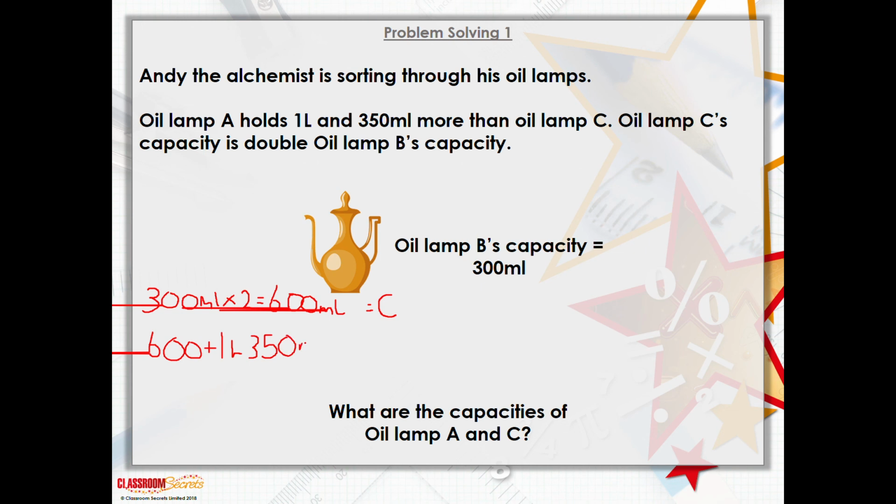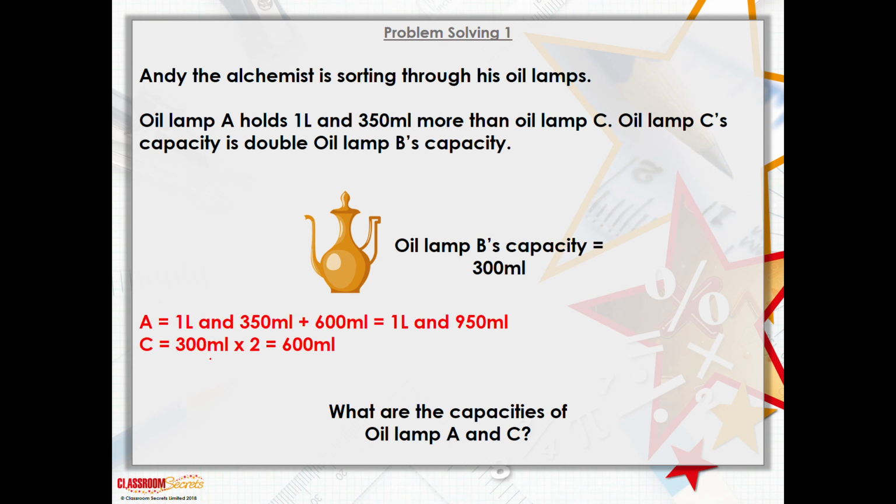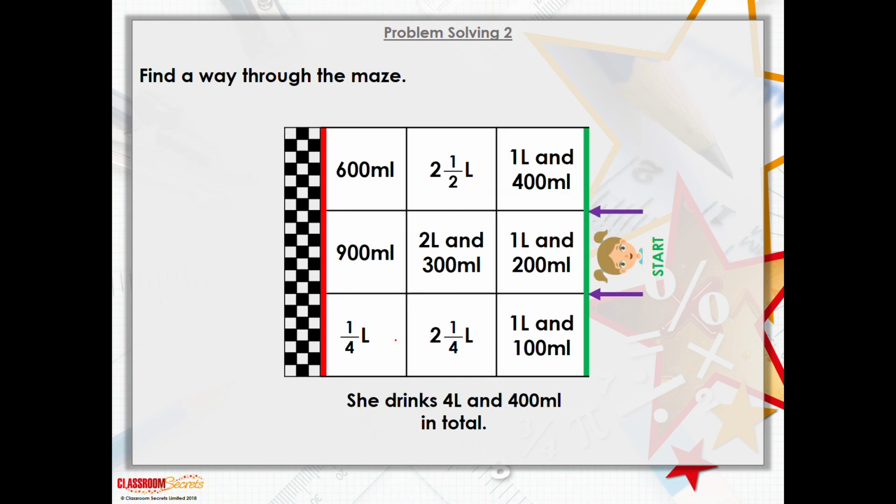So there we go, got that written out. Hopefully you should have come up with your answer of 1 litre and 950 millilitres for oil lamp A. And obviously we've already worked out that oil lamp C was 600 millilitres.